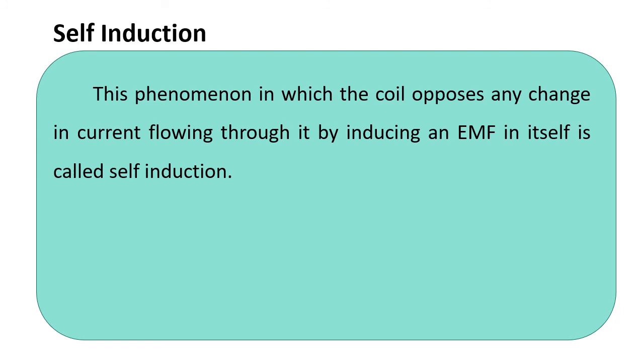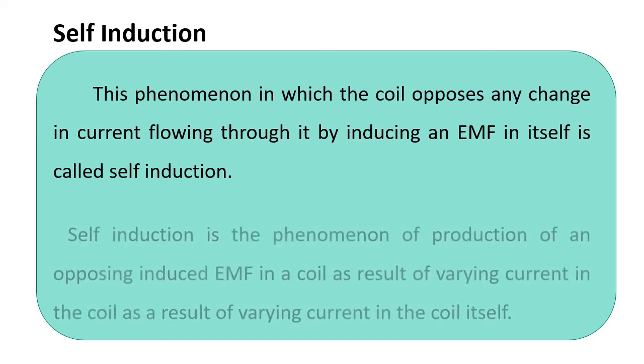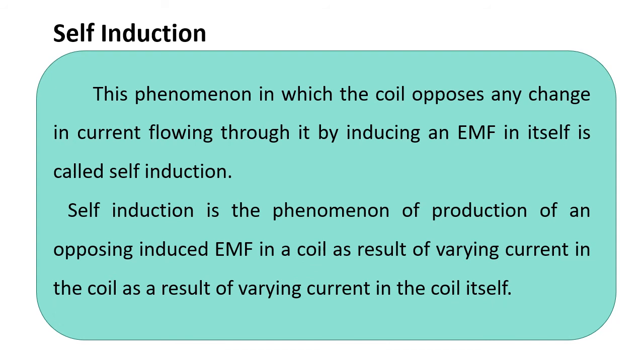Now the theoretical analysis. Definition first. The phenomenon in which the coil opposes any change in current flowing through it by inducing an EMF in itself is called self-induction. It is a property of the coil. It tries to oppose the current by developing an EMF in it. So an induced EMF will develop, and as current passes in the coil there is a magnetic flux, so magnetic flux linked with the coil is there. Self-induction is the phenomenon of production of an opposing induced EMF in a coil as a result of varying current in the coil itself.